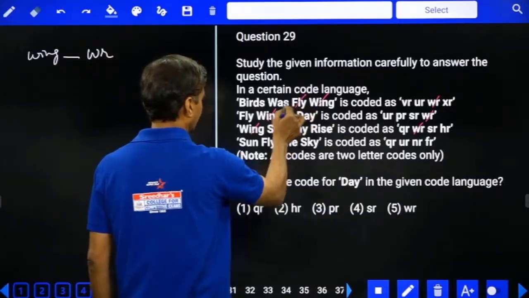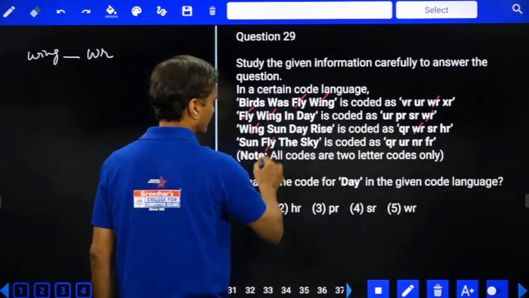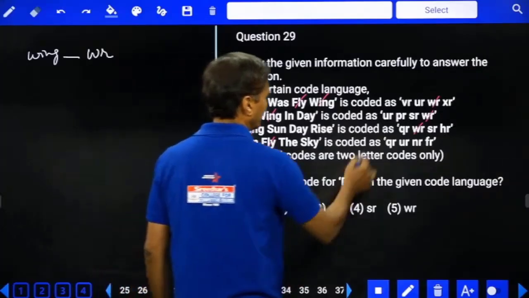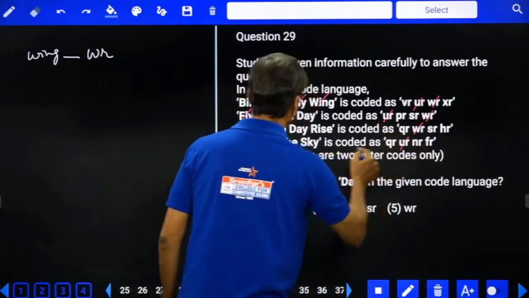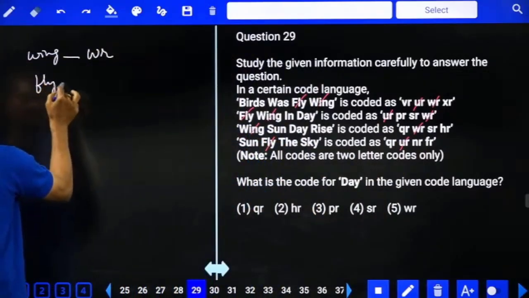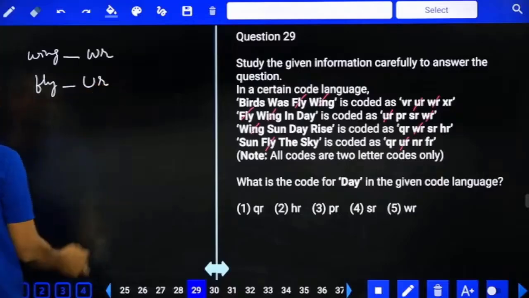Then birds was fly. Now fly is the word that is common in the first, second and fourth. Now here again, VR, UR, UR. And what is common here? UR is common. Then what is the code for the word fly? UR is the code.